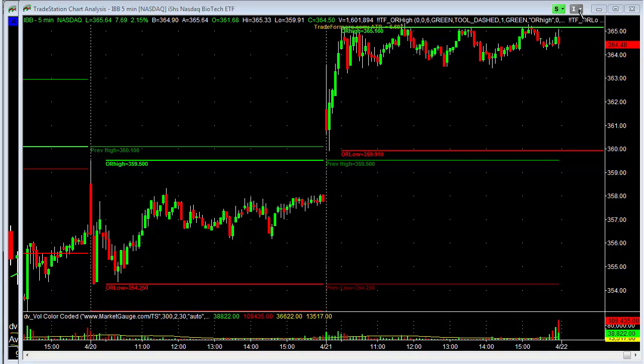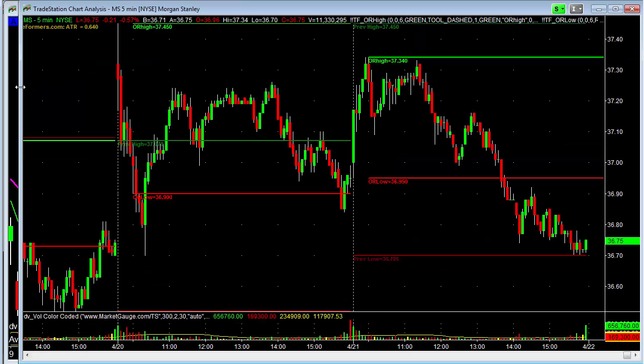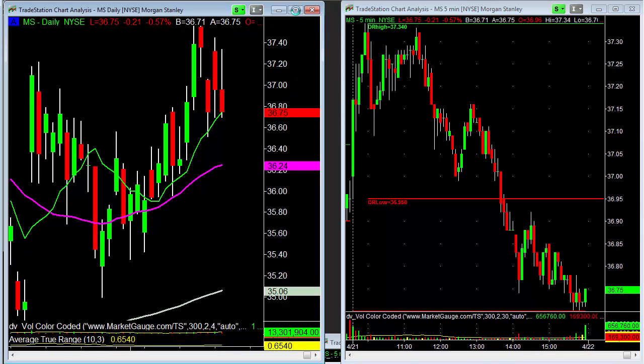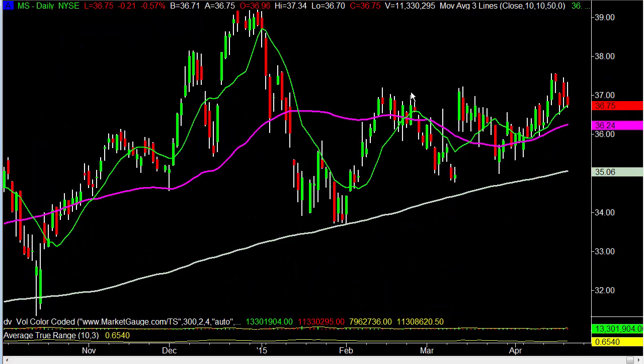So here's an example, same day, different stock, Morgan Stanley. Now, why am I looking at Morgan Stanley? I'm looking at Morgan Stanley really for a breakout of this whole area in here, right? So it broke out and now it's pulled back.